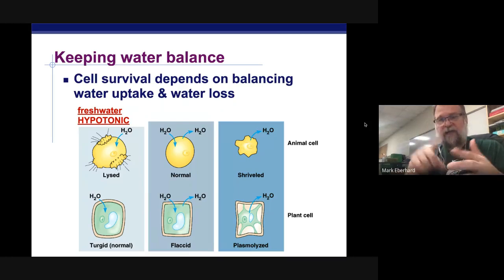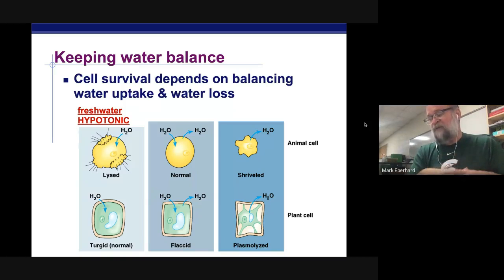So hypotonic, low solute, therefore high water concentration. When you place cells in a hypotonic environment, they tend to gain water. Animal cells don't like that so much because they can't control the flow of water. Plant cells love it because it gives them very good pressure to keep themselves upright.